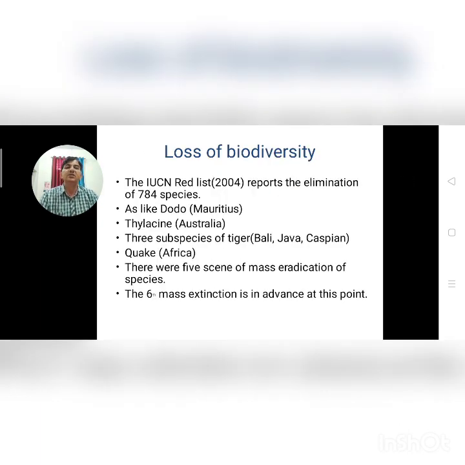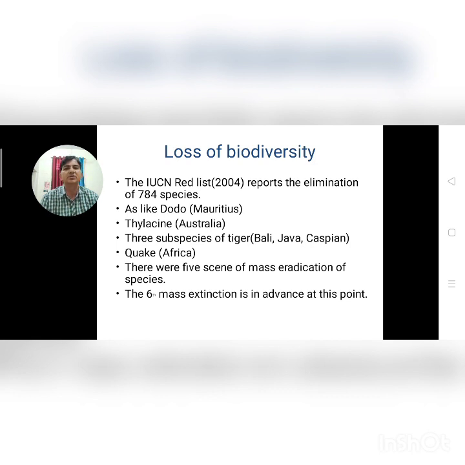Then, how is biodiversity being lost? There is no doubt that we are heading into the sixth mass extinction. Biodiversity is being lost at a rapid rate. IUCN Red List 2004. Again, the data is quite old. You can look for the new one.